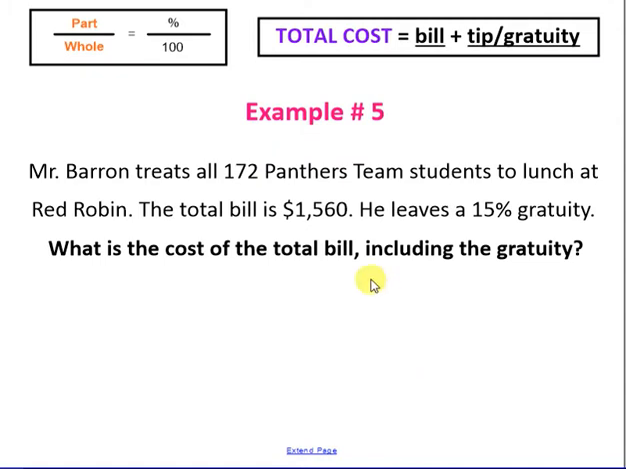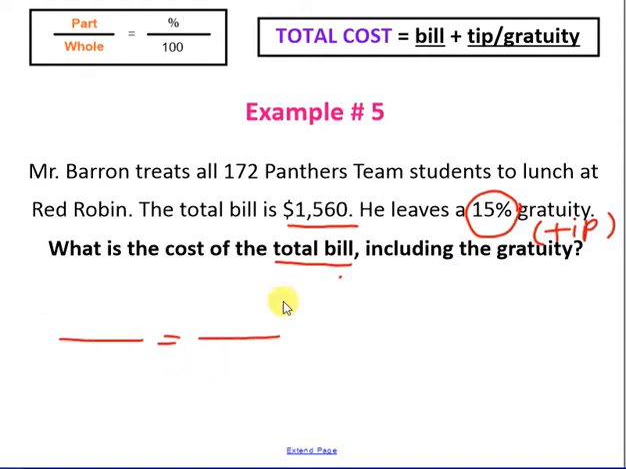Next question. Mr. Barron treats all 172 Panthers team students to lunch at Red Robin. The total bill is $1,560. He leaves a 15% gratuity. What is the total bill including the gratuity? Remember that gratuity is another word for tip. So it's asking me the total. So first I'm going to find the tip and then add it back to the original bill.